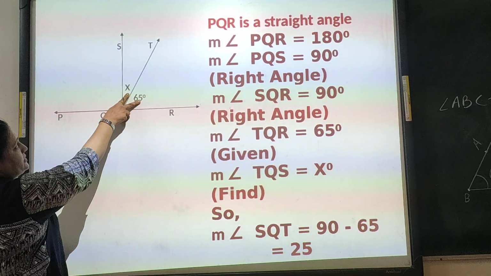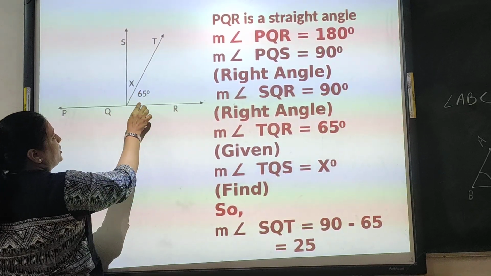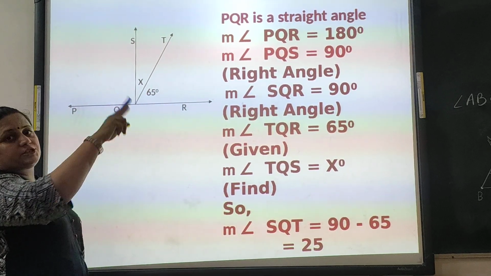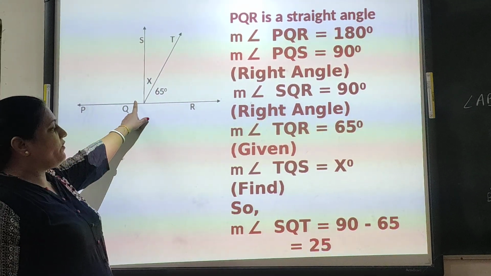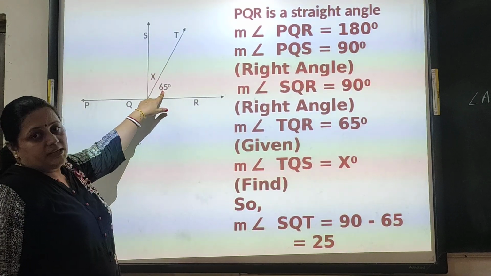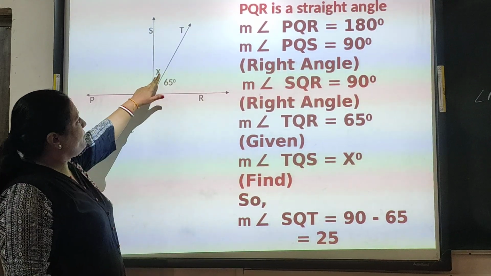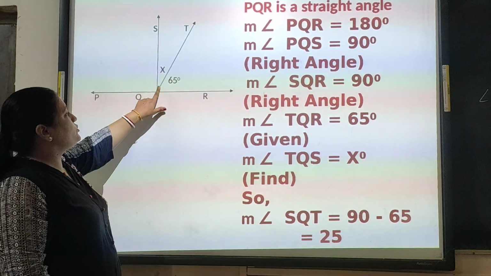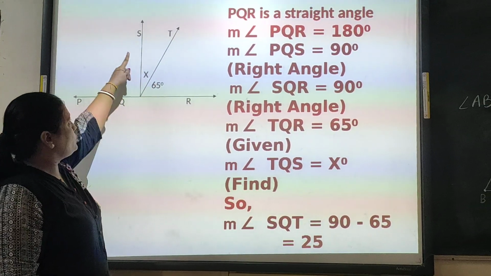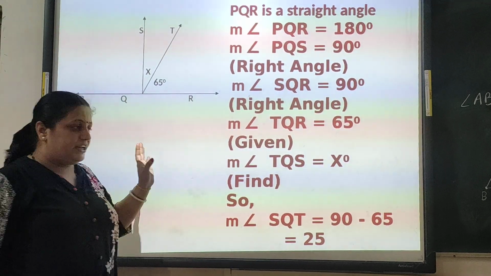Now these two angles, means angle SQT plus angle TQR is equal to right angle, means 90 degree. So x plus 65 is equal to 90. So to find the measure of angle SQT, it is equal to 90 minus 65. So what will be the answer of this? 25. So 25 plus 65 is equal to 90. So we got the value of x, it is 25 degrees. So measure of angle SQT is equal to 25 degree.